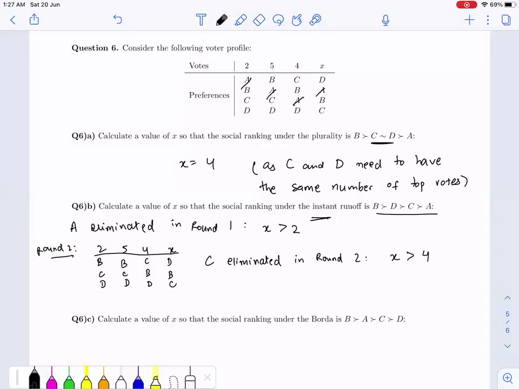Okay. Now round 3, after C is eliminated, has a profile something like this. So you have 2, 5, 4, X, and you have BD, BD, BD, and DB. Now B, sorry, let me write it more clearly. So you have, and make more space here.